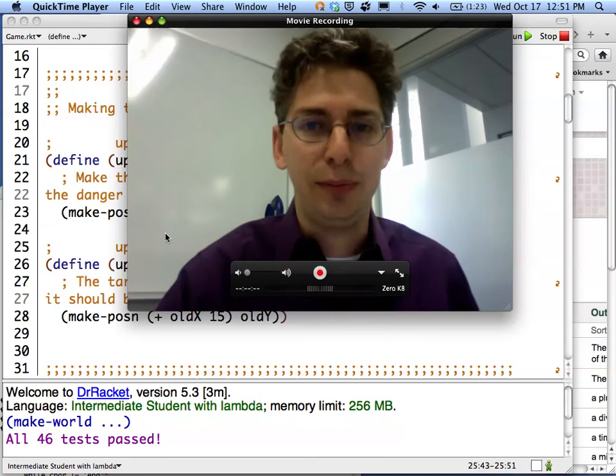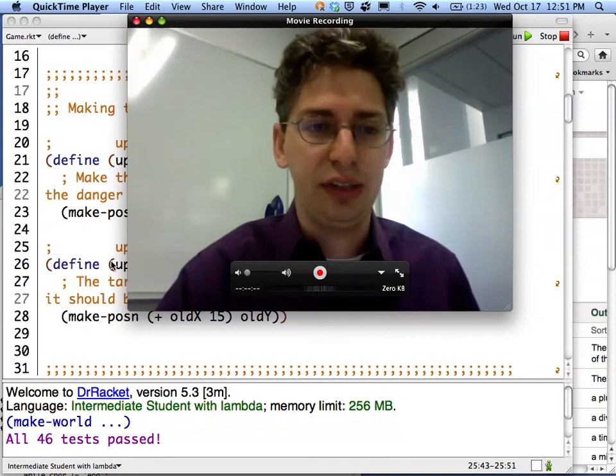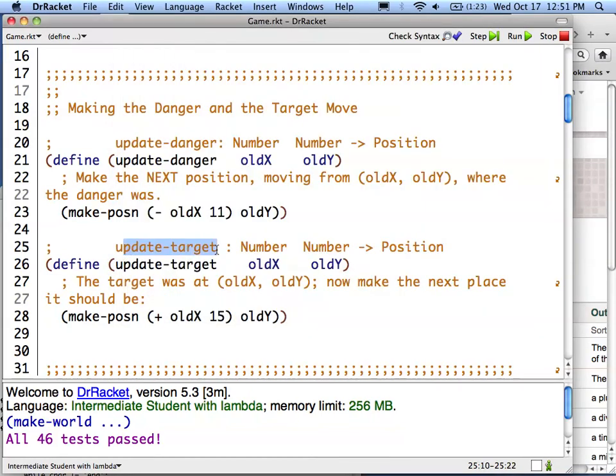Let's look at our program a little bit to see this in action. So the update target function, here's the name in the contract. The contract appears right above the definition. It starts with this semicolon here, and then you get the name, and then you get a colon to separate the name from the domain. This is the domain, has two parts, then an arrow to separate the domain from the range. This is the range, has only one part because functions only ever have one output.